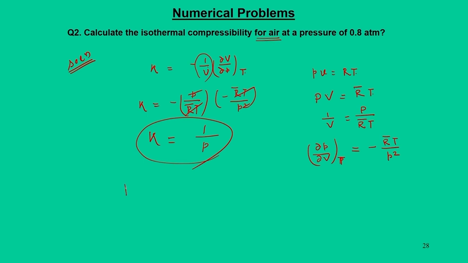And here pressure is given as 0.8 atmosphere, which means that κ would be 1.25 atmosphere inverse. So, this is all about the calculation of thermodynamic properties of a substance. With this, I will conclude the lecture for this class. Thank you for your attention.